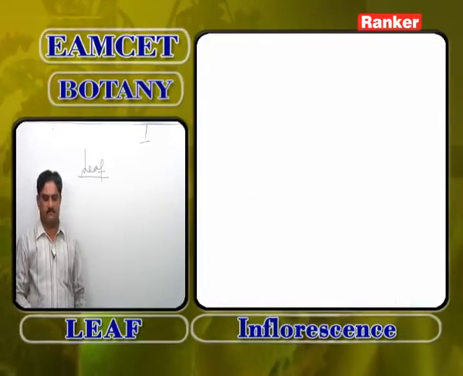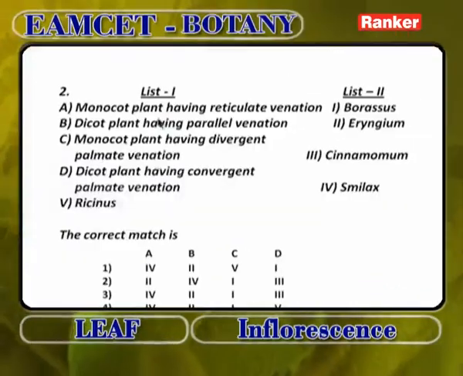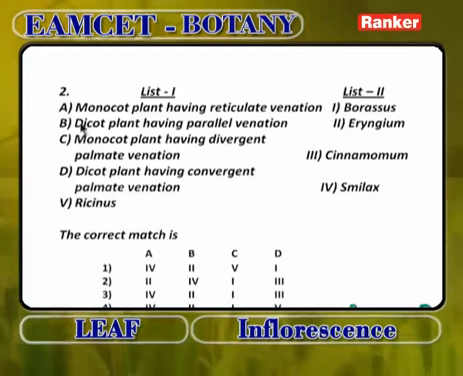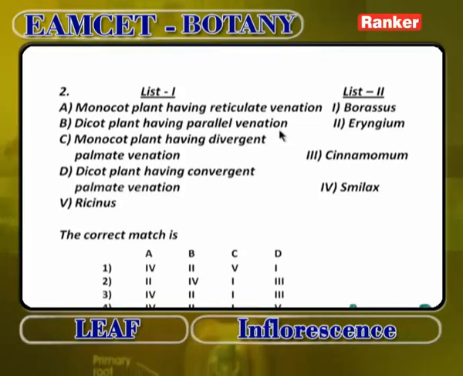Next question. This is a matching tabular form. Monocot plant having reticulate venation is Smilax. So, A is 4. Dicot plant having parallel venation is 2, Eryngium. Eryngium and Calophyllum are two dicots with parallel venation. Monocot plant having divergent palmate venation is Borassus.